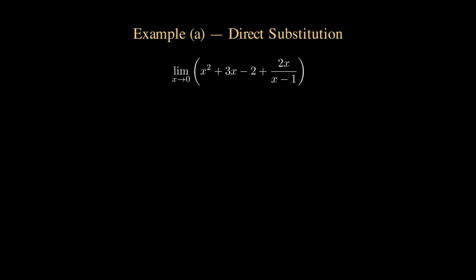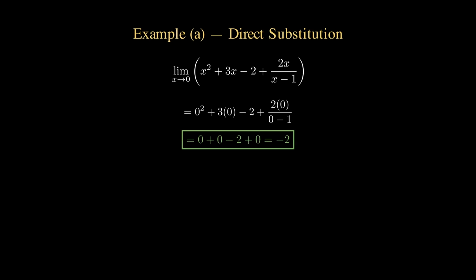Find the limit as x approaches 0 of x squared plus 3x minus 2 plus 2x over x minus 1. This is a polynomial combined with a rational expression. At x equals 0, the denominator x minus 1 equals negative 1, not 0. So we can substitute directly. 0 squared plus 3 times 0 minus 2 plus 2 times 0 over 0 minus 1. 0 plus 0 minus 2 plus 0 equals negative 2.